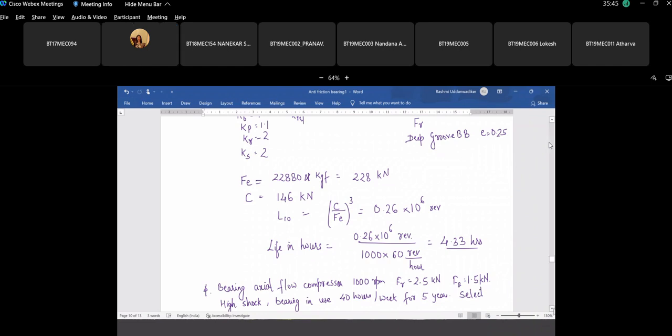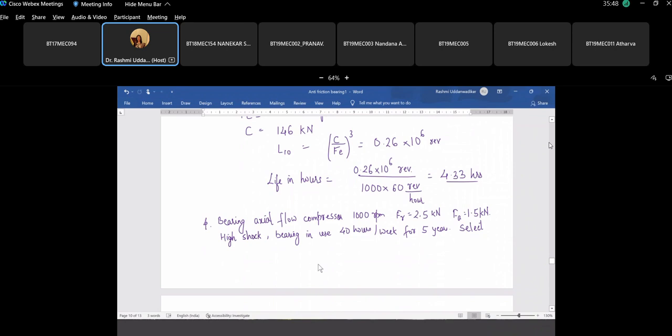Select a suitable bearing, if the shaft diameter is 50 mm.